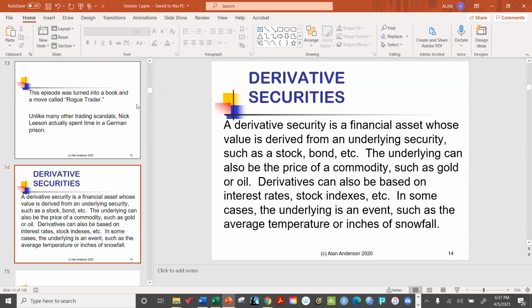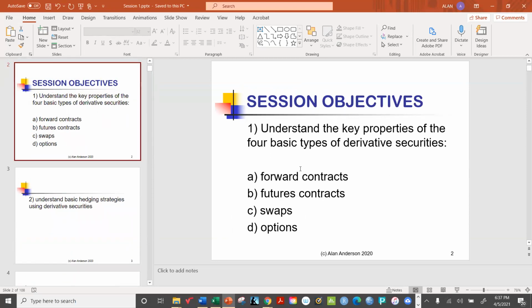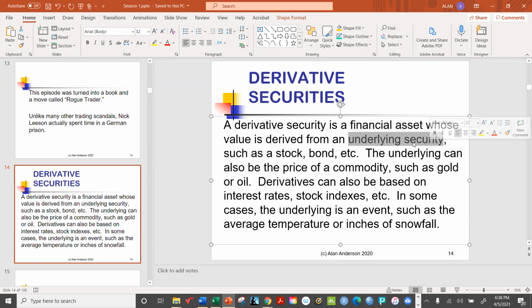But why don't we start at the beginning here and describe what a derivative security really is? We know that the four basic types are listed here, but we want to understand what exactly is this thing. In a nutshell, it is a contract, but it's the way the contract is worded, the way it's structured, that really gives these things their characteristics. So a derivative security is a financial asset like all the others, but its value is derived from some underlying security, like a stock or a bond, let's say. In other words, it doesn't have a value of its own, except how it is related to some other security, like a stock or a bond.